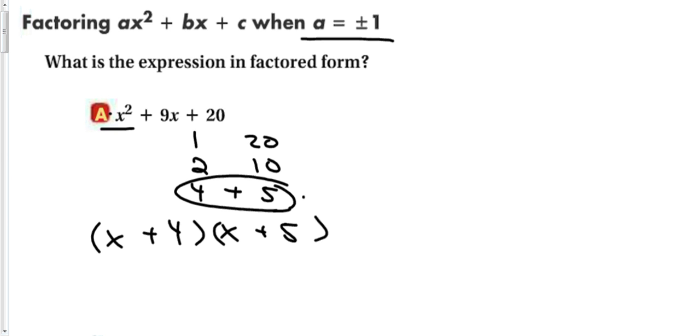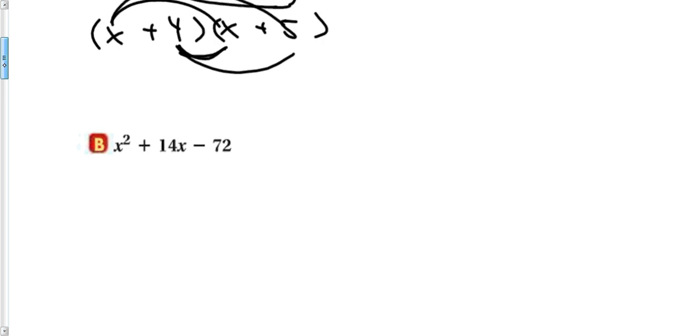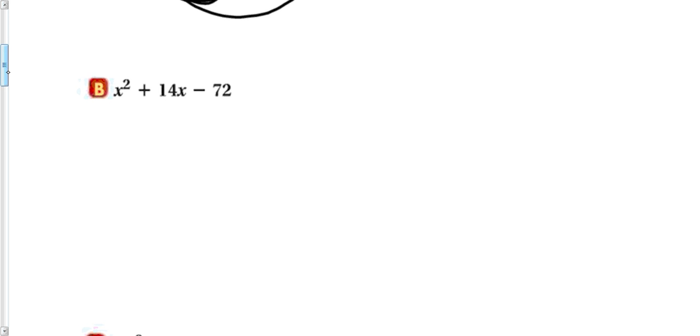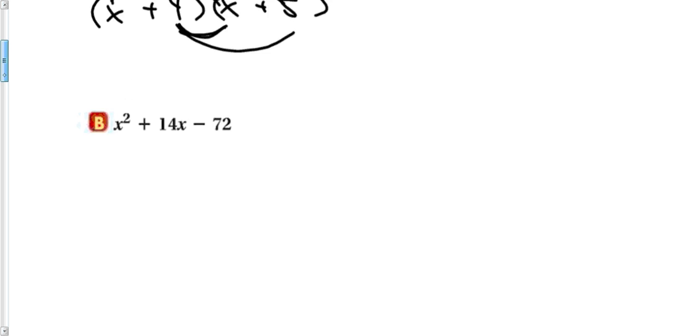And I can check my answer with FOIL. x times x gives me x squared. Outside, 5x and 4x together give me 9x, and 4 times 5 gives me 20. So when you get your factored answer, you should always double check with FOIL to make sure you're doing it correctly. Now, with this one, notice the difference here.